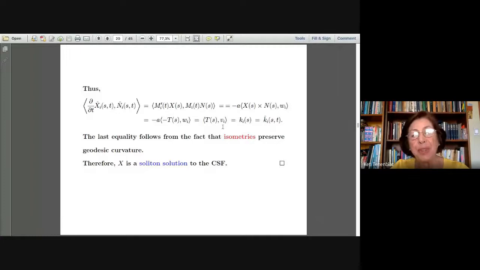But this is the curvature of the initial curve. However, because you're dealing with a family of isometries, the geodesic curvature does not change. So for each time t, the k hat, the curvature at time t, will be exactly the same as the curvature of the initial curve. So this shows you that you have a soliton solution for the curve shortening flow. So this shows you that those curves are characterized by the fact that there exists a non-zero vector such that the inner product of the unit tangent vector field with the vector is the geodesic curvature of the curve. Now I'll give you, yes?